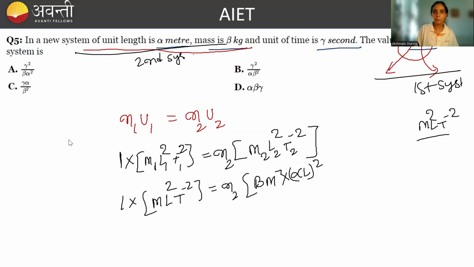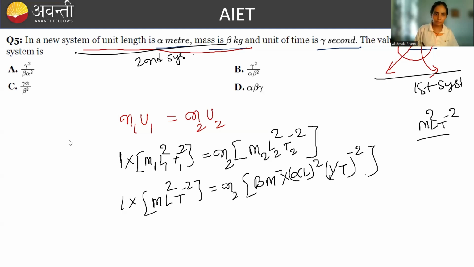T2, the time unit here, is gamma second. So here it will be treated as gamma T. And how much are you going to put? You are going to put minus 2. Now we need to solve it, and after solving, we will get the answer.